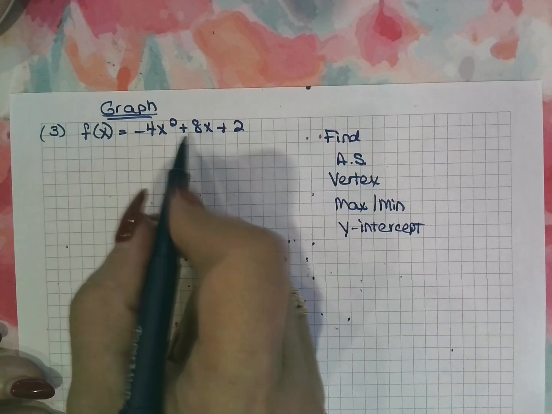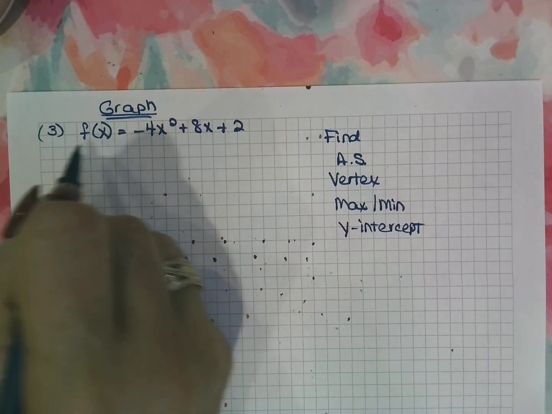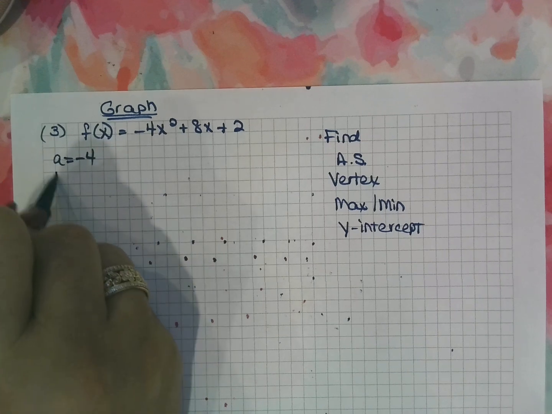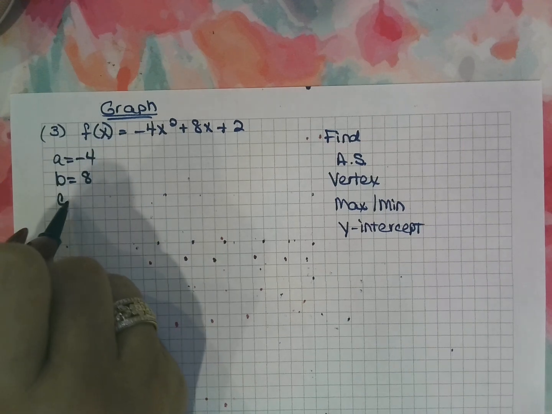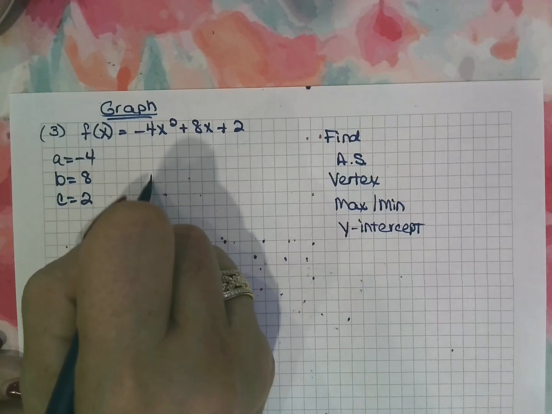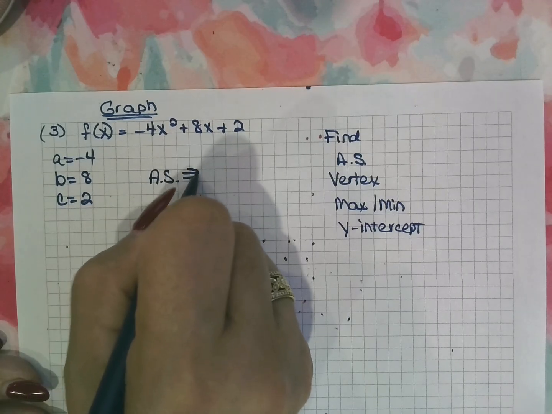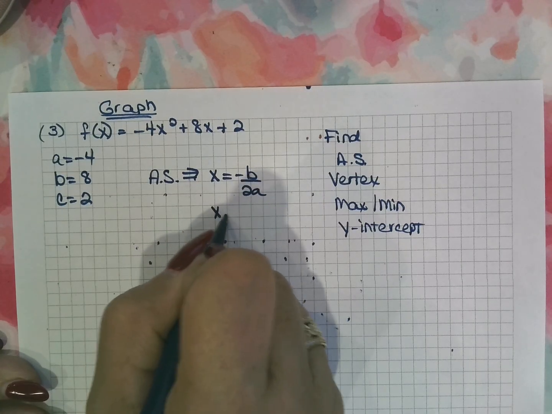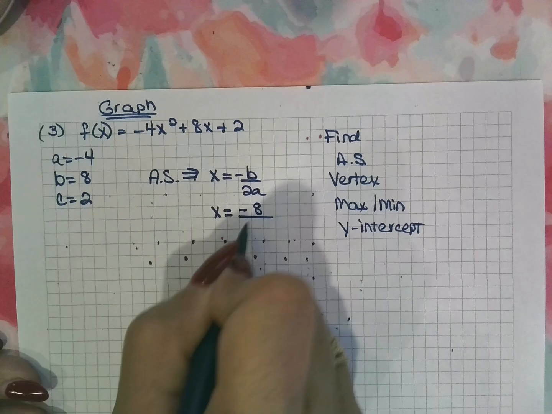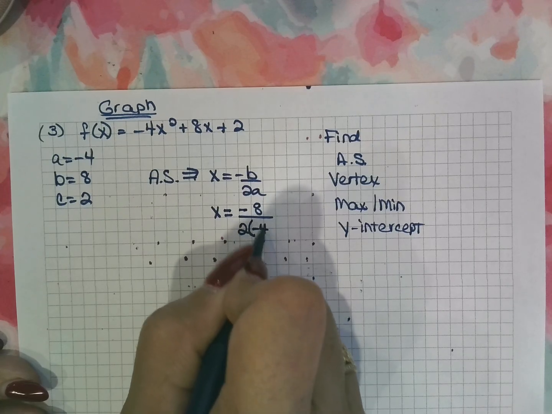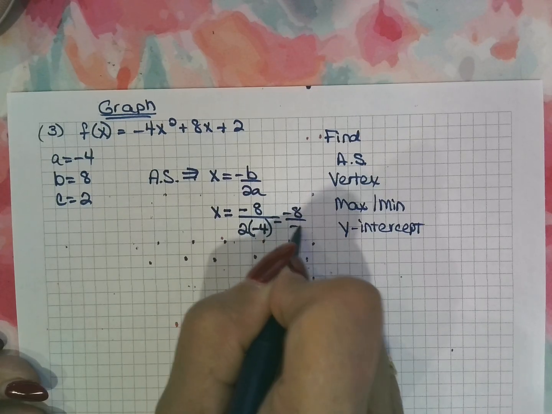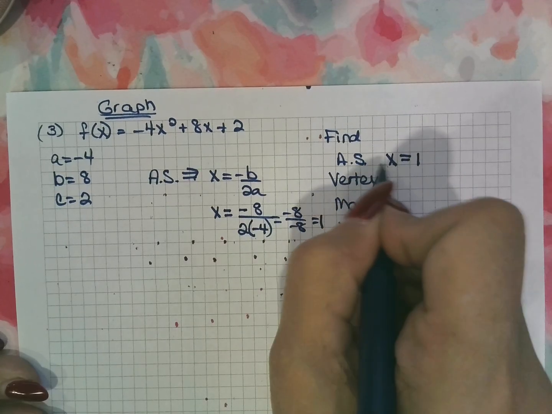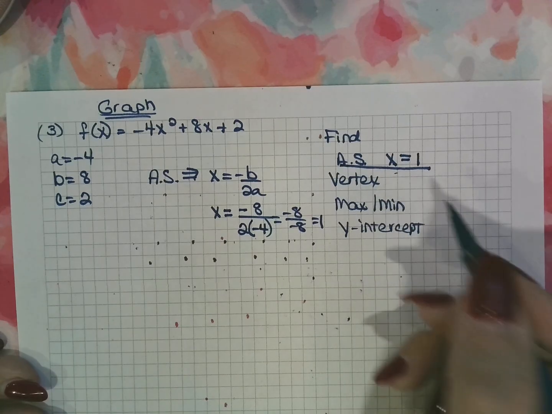All right, so this is in standard form. When you have it in standard form, a is negative 4, b is 8, c is 2. The axis of symmetry is found x equals negative b over 2a. So x equals negative 8 over 2 times negative 4. That's negative 8 over negative 8, which is 1. So the axis of symmetry is x equals 1. Very important. Make sure you write x equals.